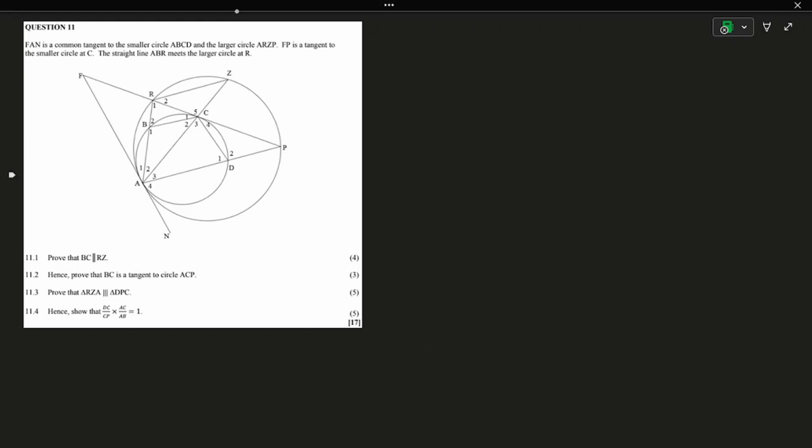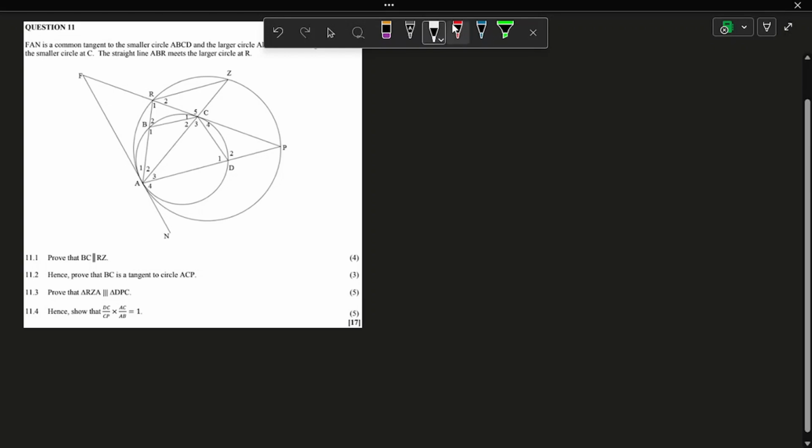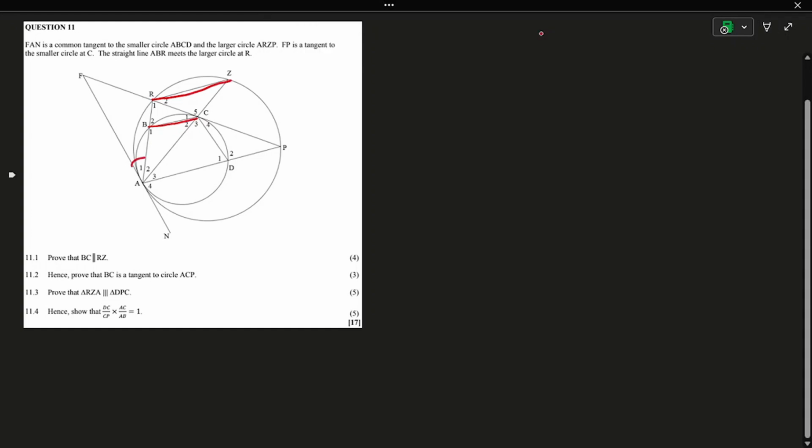So where is our BC and RZ? Let me just look at that. So we have this BC. We need to prove that it's parallel to RZ. Before we even solve this question, the point that they're trying to make us prove is that we need to find a way to either prove that B1 is equal to R1 plus R2, or C2 is equal to the angle Z, right? Or just try to find some alternating angles in this way. But that's the main idea.